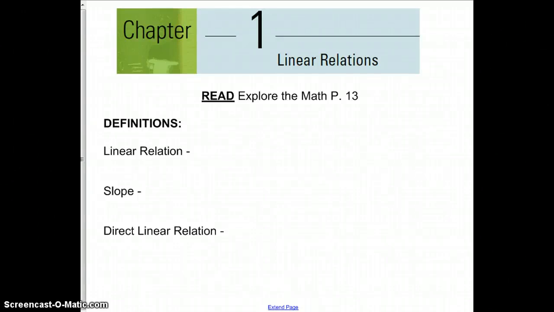We're going to start today with Chapter 1.1 and reading the Explore the Math on page 13. So go ahead and read that passage. Then you can complete the definitions of linear relation, slope, and direct linear relation right from the textbook.